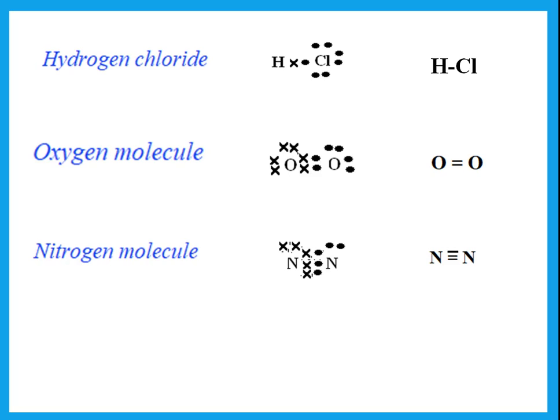The nitrogen molecule: each nitrogen has 5 electrons, so it needs an extra 3 from its neighbor, and that means each of them is going to contribute 3 electrons to its neighbor, and that means they're sharing 3 pairs of electrons. This is called a triple covalent bond.